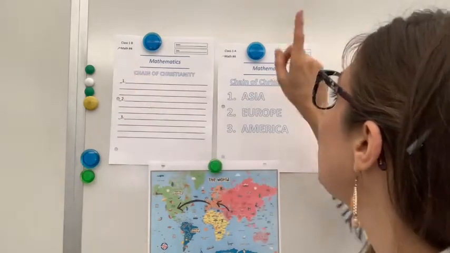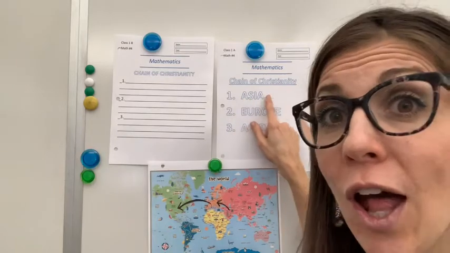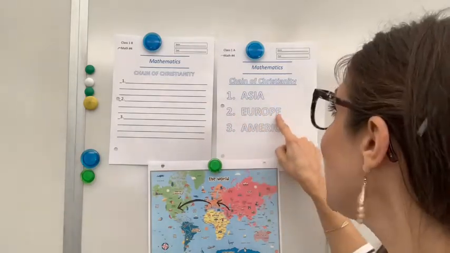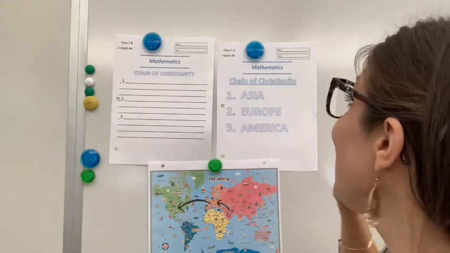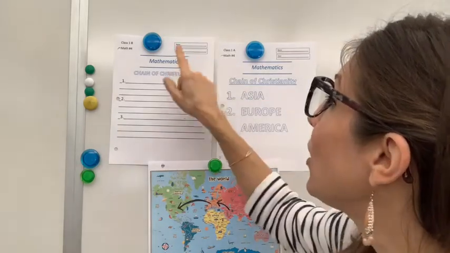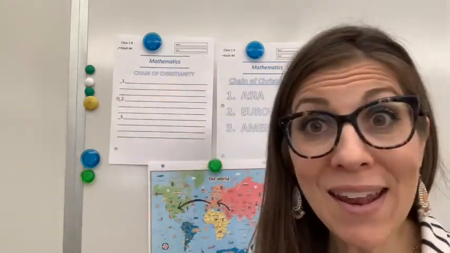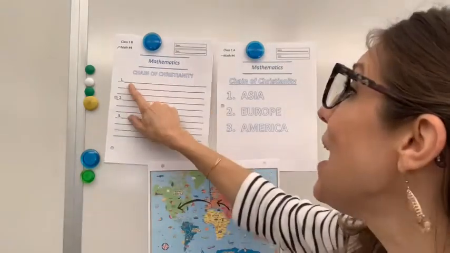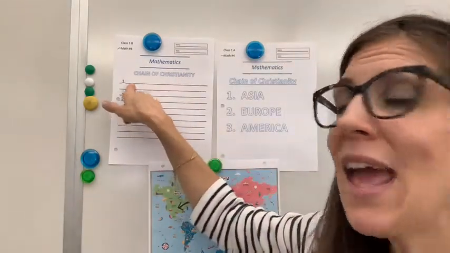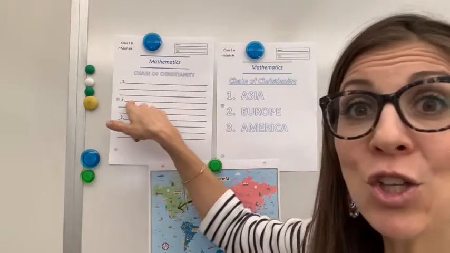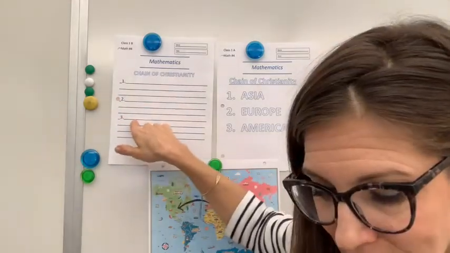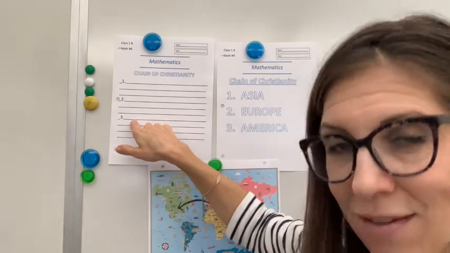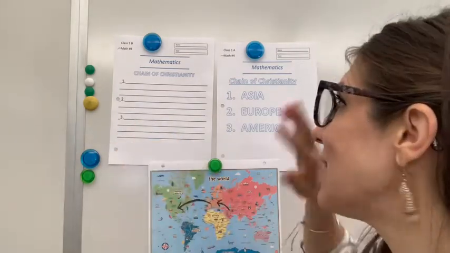So for group A, I just want you to color Asia, Europe, America. I want you to color them, okay? And then for group B, you're going to write it. You're going to write Asia, number 1. And number 2, you're going to write Europe. And number 3, you're going to write America. Okay? Can you do that? That's all you have to do.